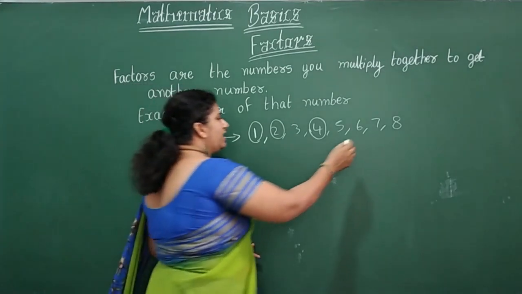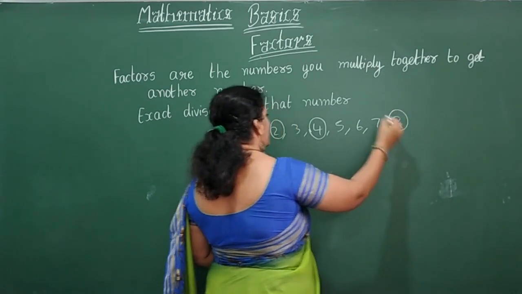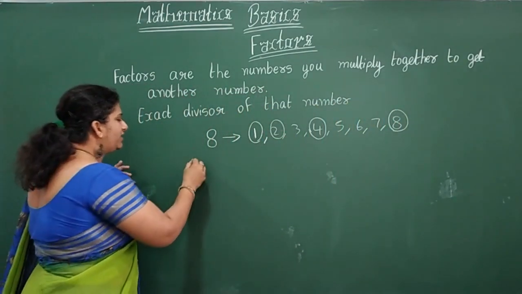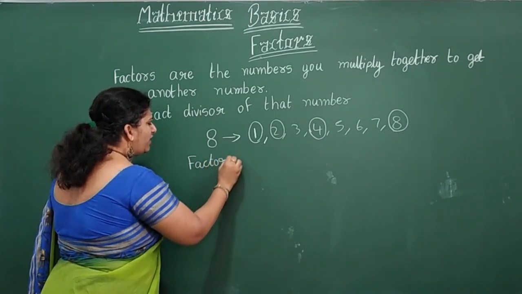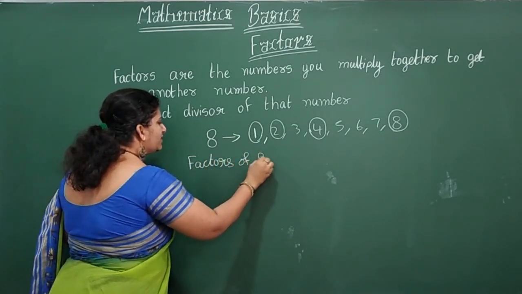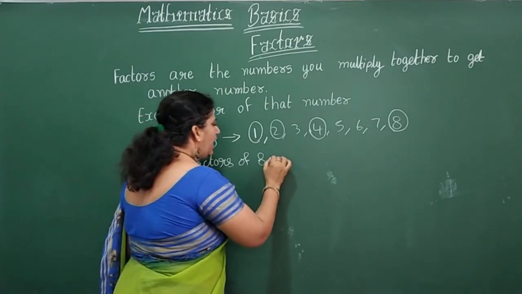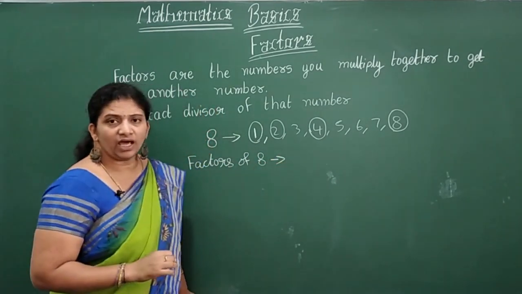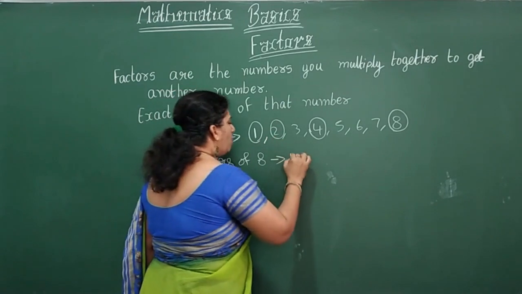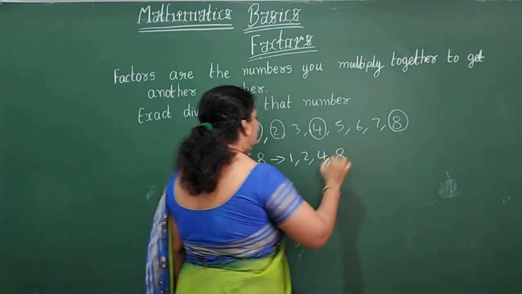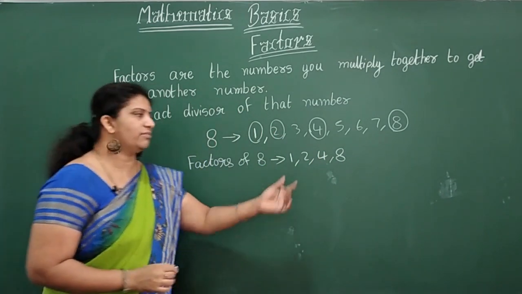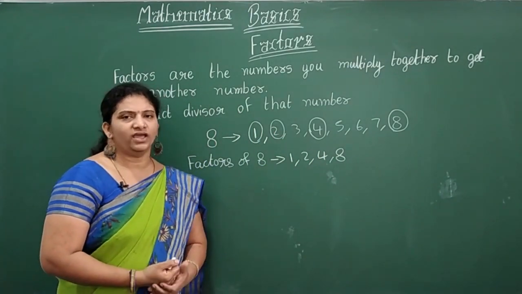So what do you say here, children? Now let's write the factors of 8. What are the factors of 8, children? See here, the factors of 8 are 1, 2, 4 and 8. These 4 numbers are the factors of 8.